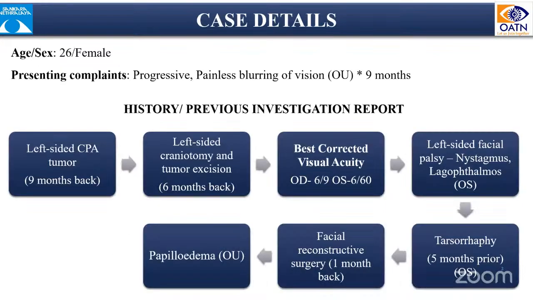So here I present a 26-year-old female who presented with complaints of progressive painless blurring of vision in both eyes for the past 9 months, and these complications arose following a surgical excision of a left-sided CPA tumor. Post-op, her best corrected visual acuity was 6/9 in the right eye and 6/60 in the left eye, and the patient also developed a left-sided facial palsy causing lagophthalmos, for which she underwent tarsorrhaphy and facial reconstruction surgery elsewhere, and she was also diagnosed to have papilledema.